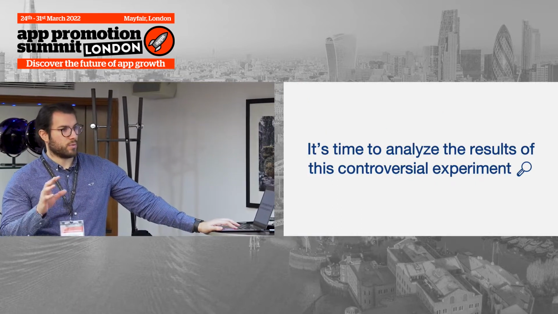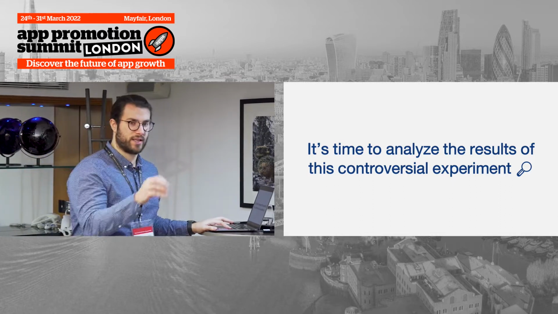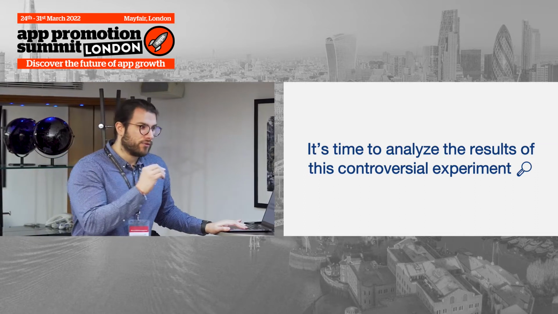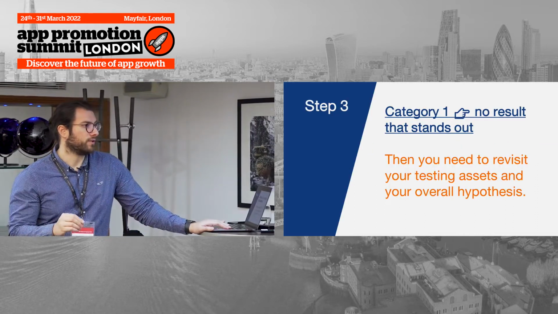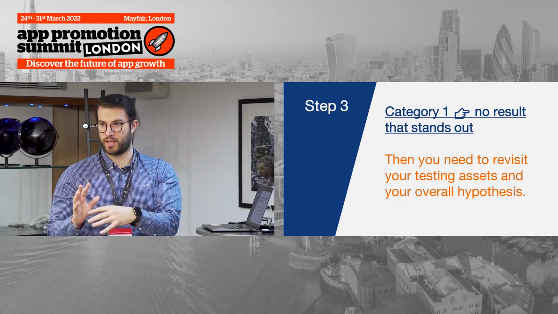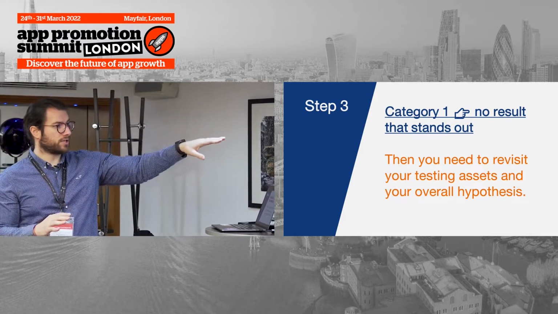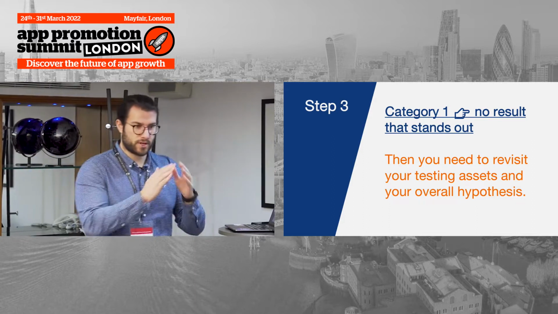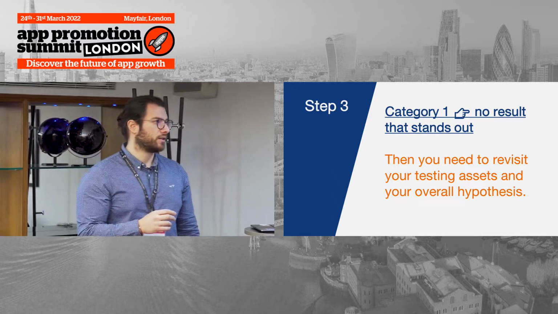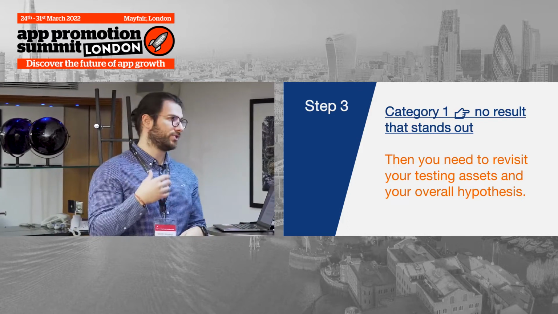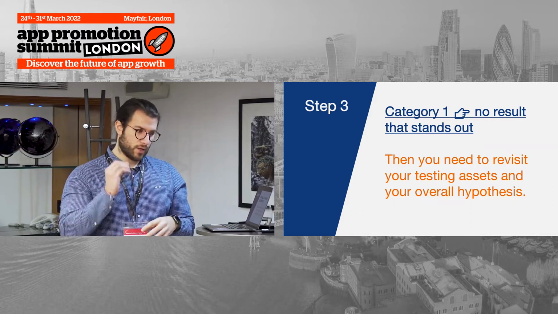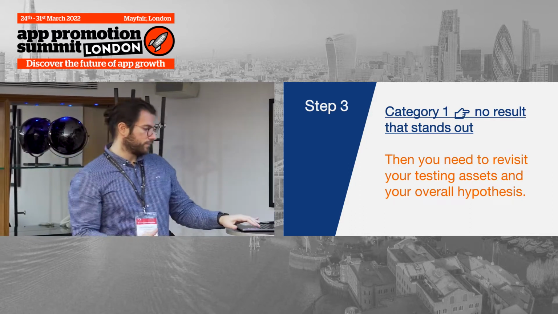So we have a controversial result. We were testing, let's say, 3 variants. And we need to analyze why these results weren't positive. I'm splitting these results into different categories. The one category is no result stands out, so they're super controversial, mostly negative, and then you need to revisit the whole hypothesis, the whole testing assets, so you need to start with a new approach.